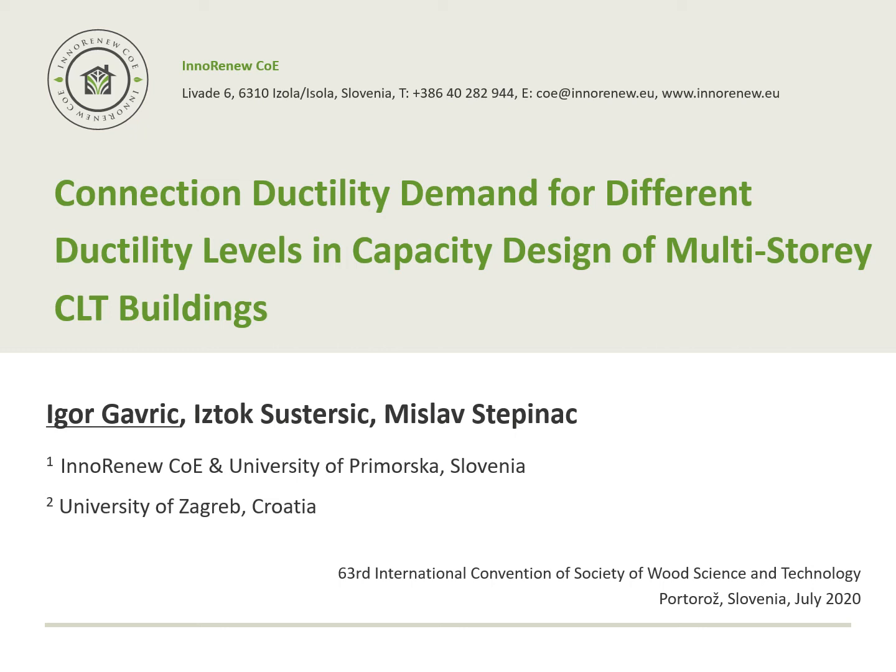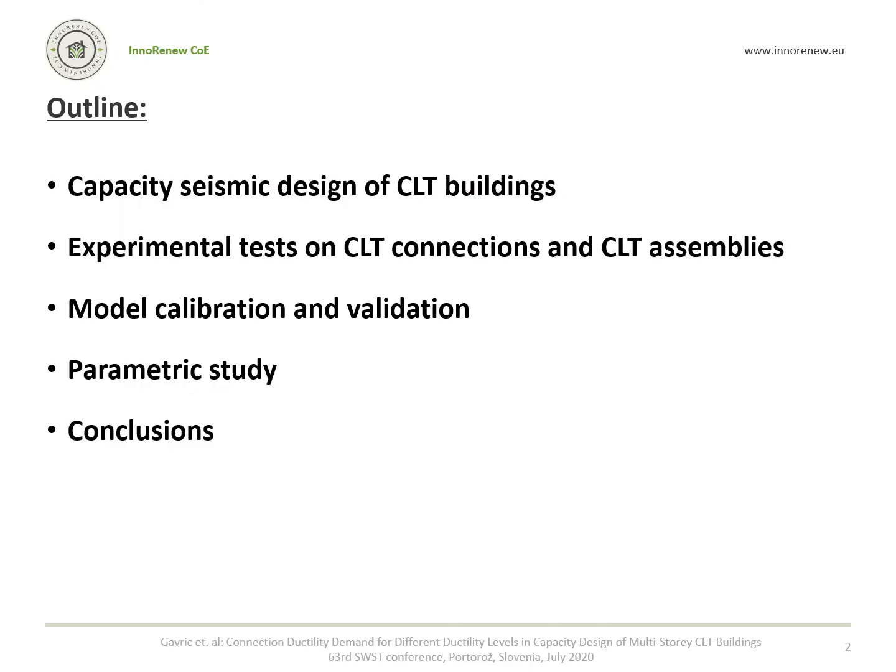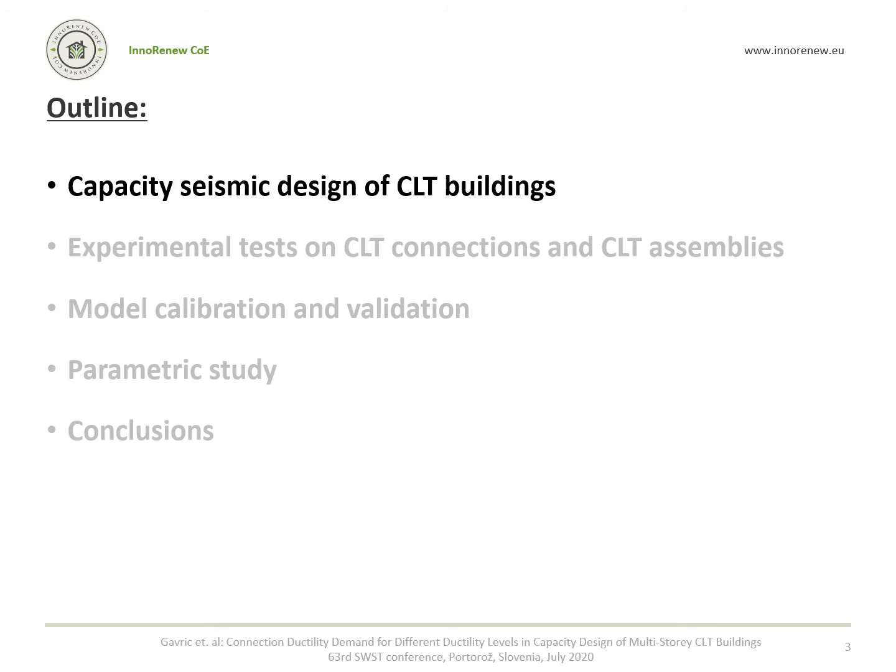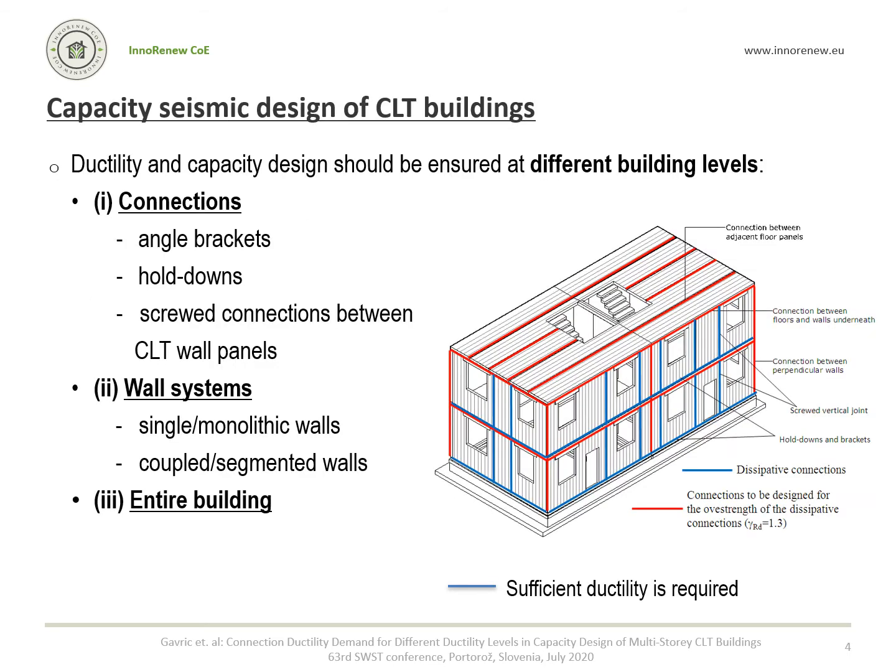Today I will present a topic on global ductility levels based on different local ductility levels of dissipative connections in cross-laminated timber buildings. Ductility in structures and capacity design should be ensured on different building levels: connection level, wall systems, and finally also on entire buildings.